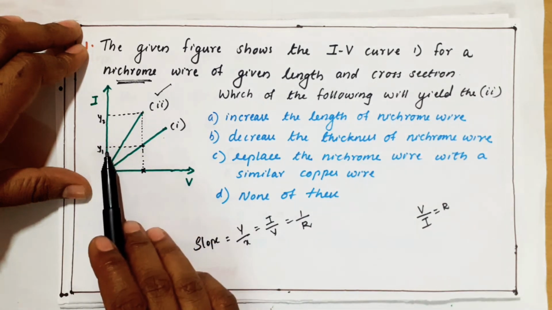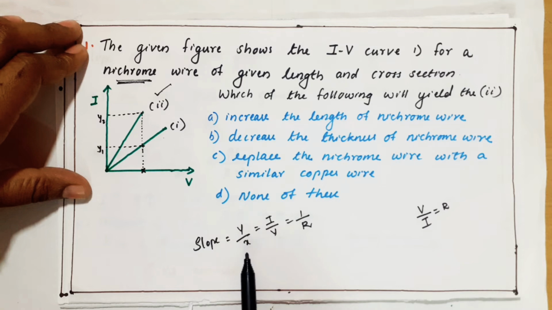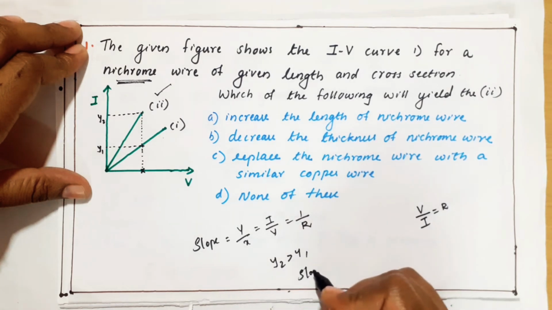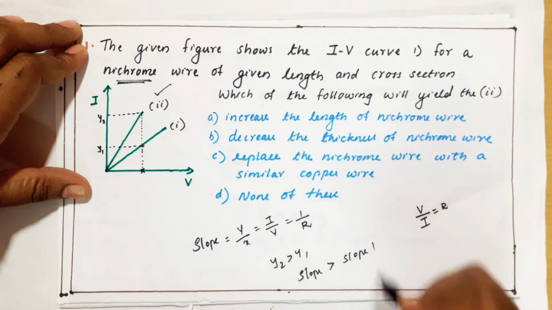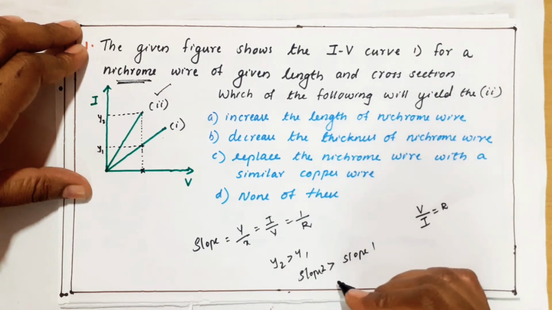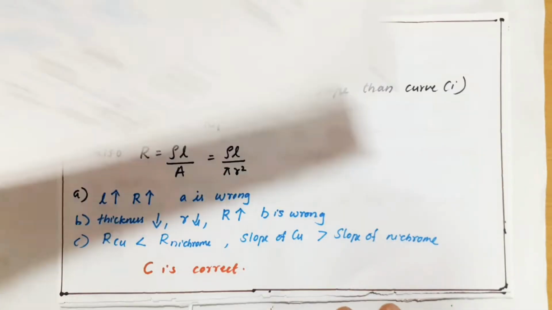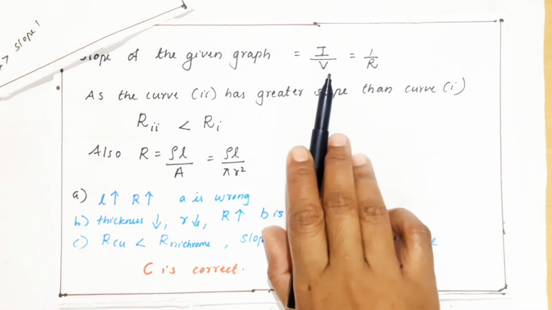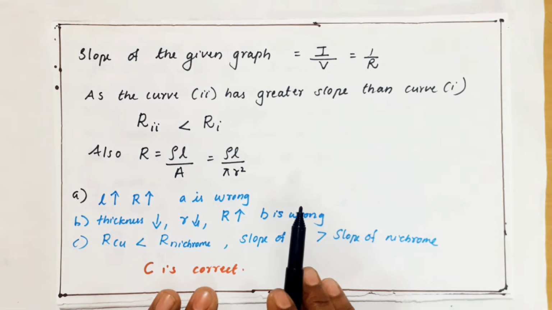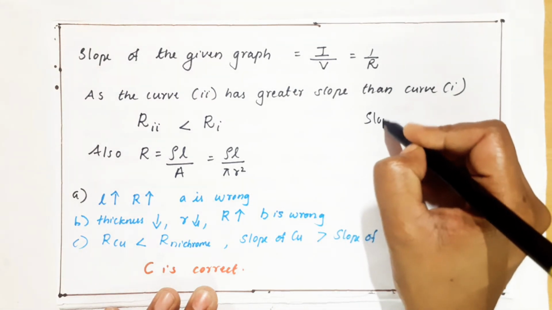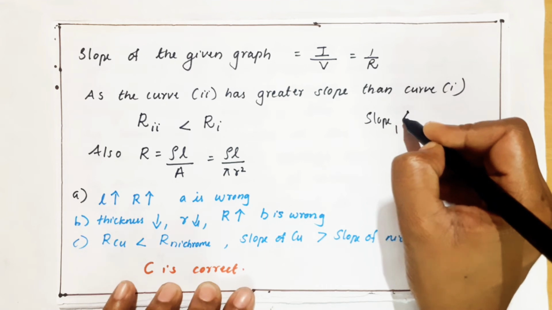As y2 is greater than y1, the slope of the second graph is greater than the slope of the first graph. Slope of the second graph is greater means the resistance is less because we are getting 1 by R. So I need to get an answer in which the resistance comes out less. What I did here: the slope of the given graph, I wrote as I by V equals 1 by R. And from here I understood the slope of curve 2 is greater than the slope of curve 1. So I can write the slope of 1 is lesser than the slope of 2.